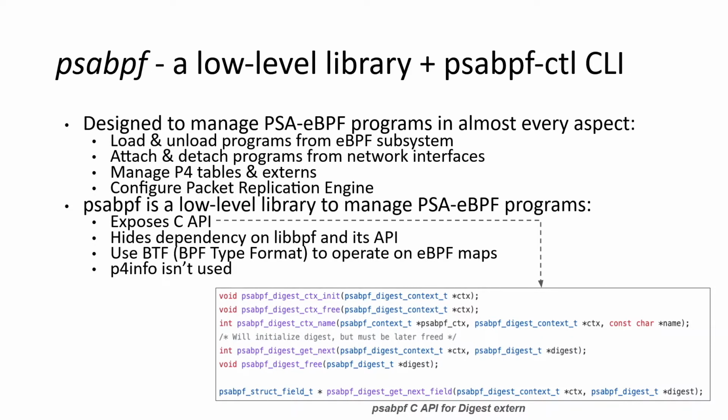Let's look at the library. It exposes a C API, of which an example for digest we have in the frame. Internally, libbpf is used to manipulate the eBPF subsystem, but PSA BPF tries to hide dependency on libbpf and its API. The upper layer doesn't need to know about libbpf and other eBPF stuff, only the PSA primitives and API from PSA BPF.